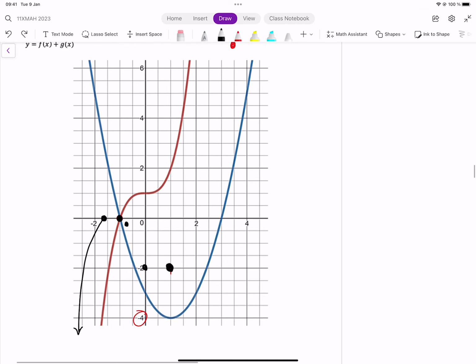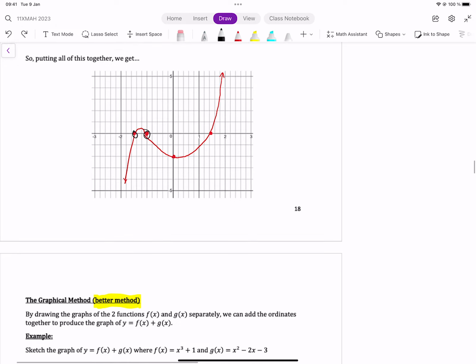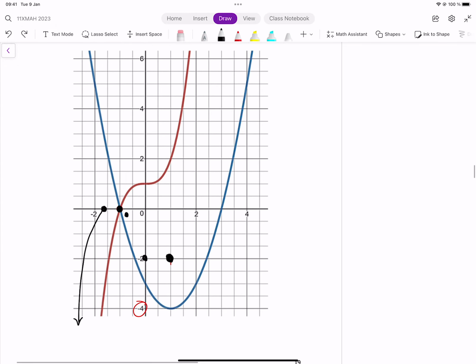Okay, now we have to consider whereabouts on my graph does the y value on the top and the bottom be the same. And I'm feeling like it looks like it's about here. So we're looking on our graph, where does the y value on both of the graphs look the same?